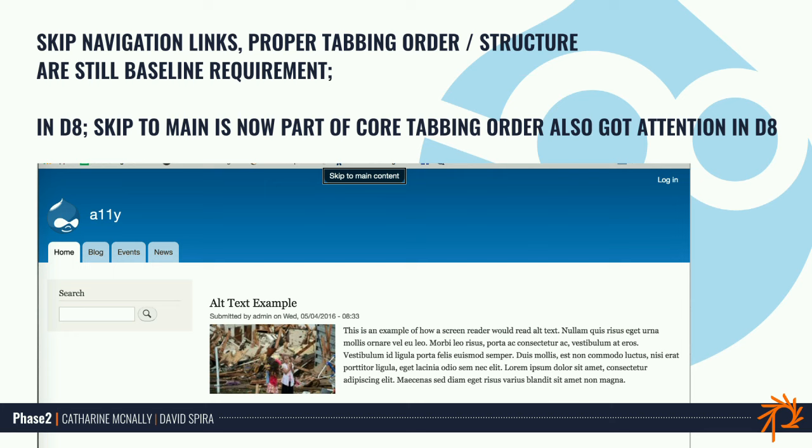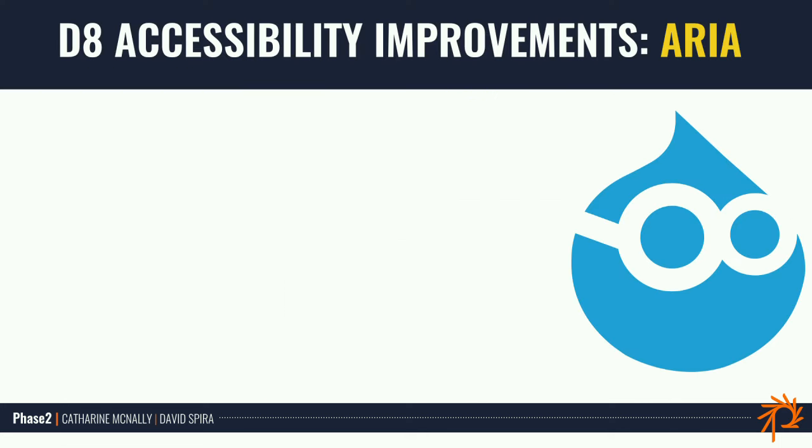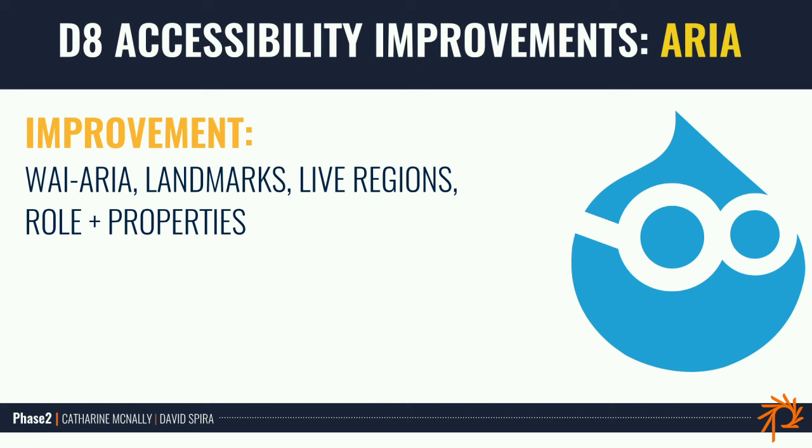All right. But landmarks is not a substitute for proper semantic structure in HTML. It's only an enhancement. Not everybody is yet savvy with using landmarks, which is why it's critically important to continue to use the proper HTML structure as the baseline requirement. Skip navigation is native now in Drupal 8, which is a nice thing. ARIA, as we mentioned, brings really big improvements.